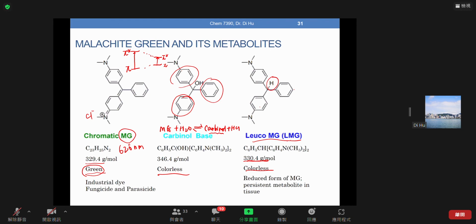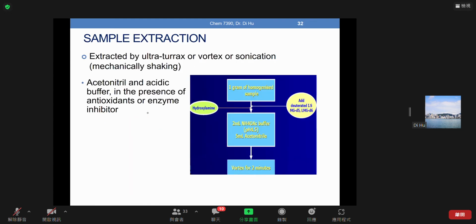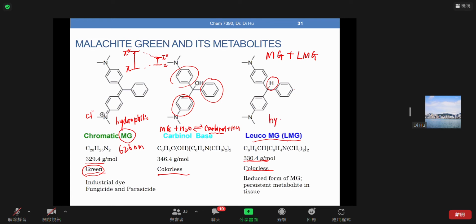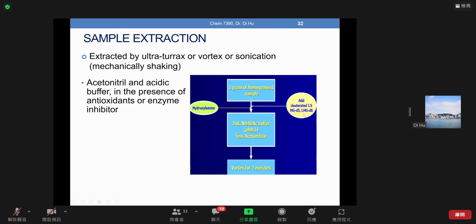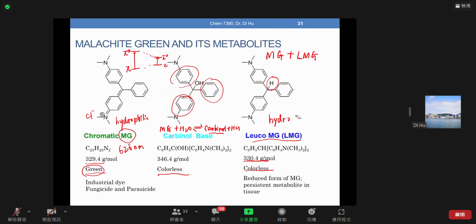So the leucomalachite green was actually found to be the prevalent residue observed inside the fish. So that's why when you're doing the analysis, we aim to measure both malachite green and leucomalachite green. Okay, so now comes the issue. This one is hydrophilic, and this one is hydrophobic. Sorry, it's hydrophobic.